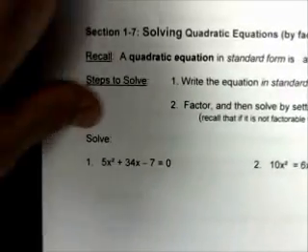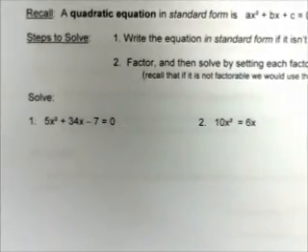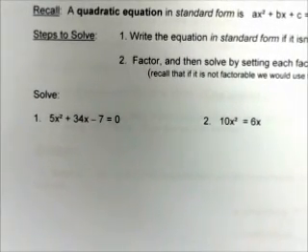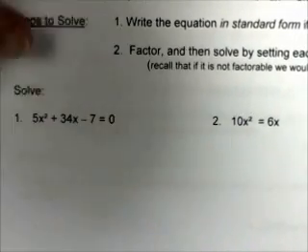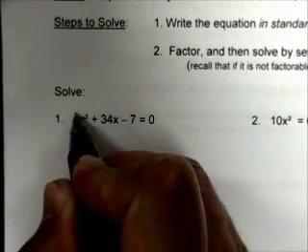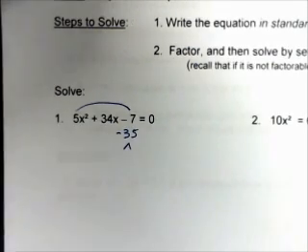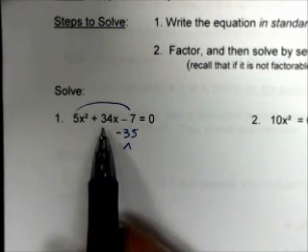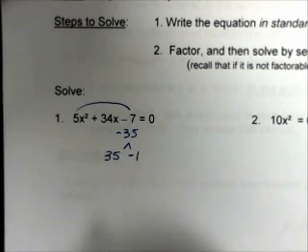Our first problem, solve 5x squared plus 34x minus 7 equals 0. It's already in standard form, so we try to factor it. Lead coefficient is 5, it's not 1. So we multiply 5 times 7 is negative 35. And now we look for the factors of negative 35 that add to positive 34. And that would be 35 and negative 1.